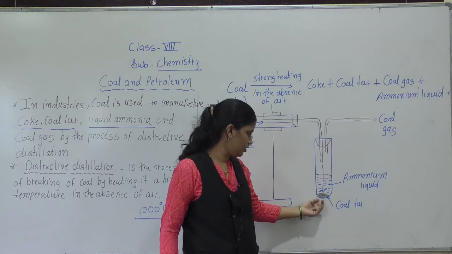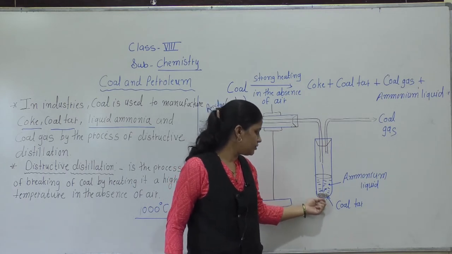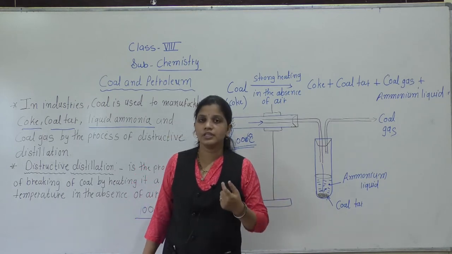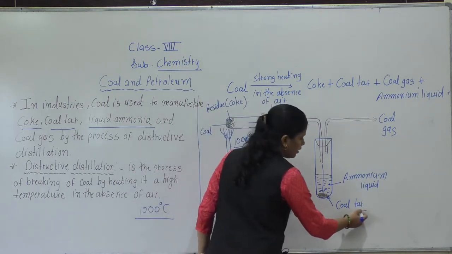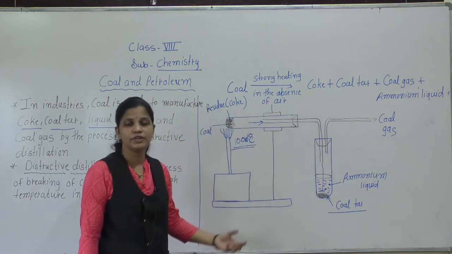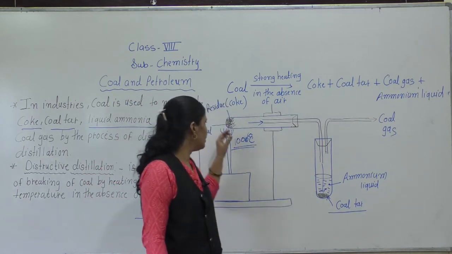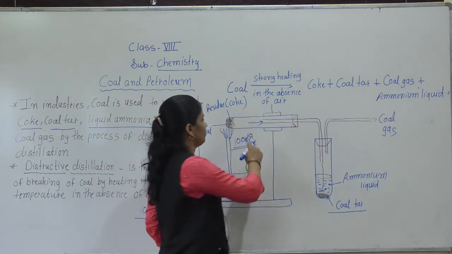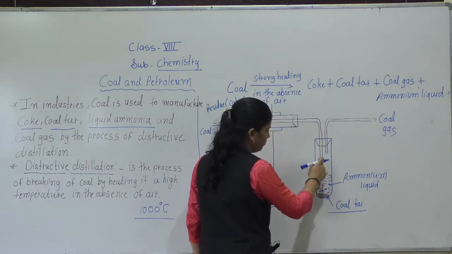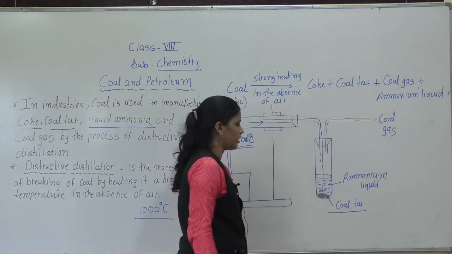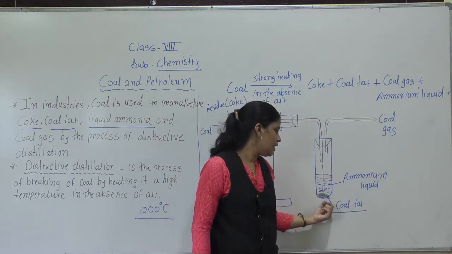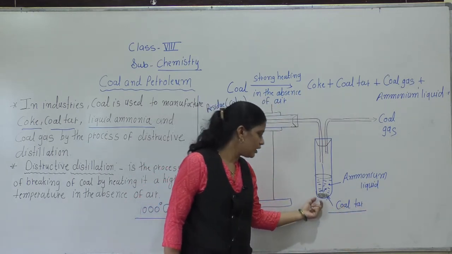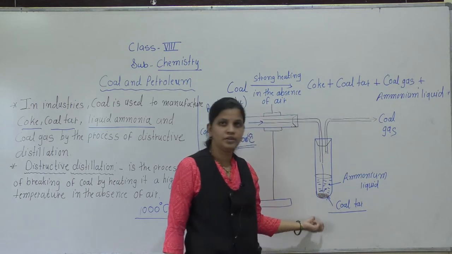here downside, okay? And whatever product is collected in this downside test tube is known as coal tar, okay? It is a very porous form. So when we are heating this coal, it comes through this bent tube into this test tube and is collected at the bottom, and that is known as coal tar. Now see, this coal tar is mixed in this liquid, okay?